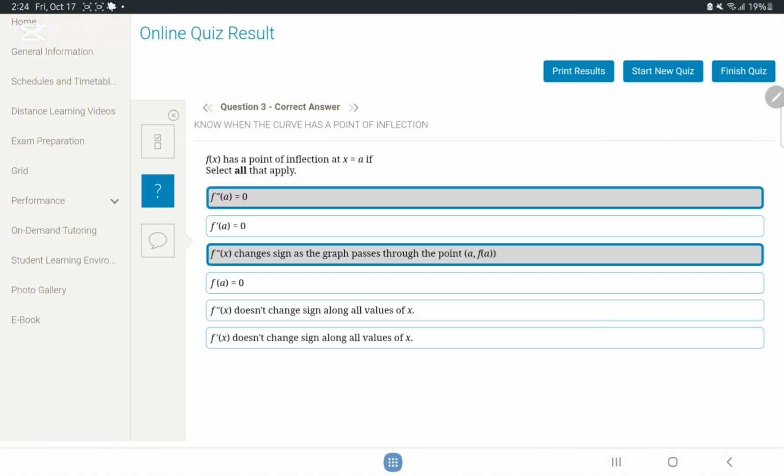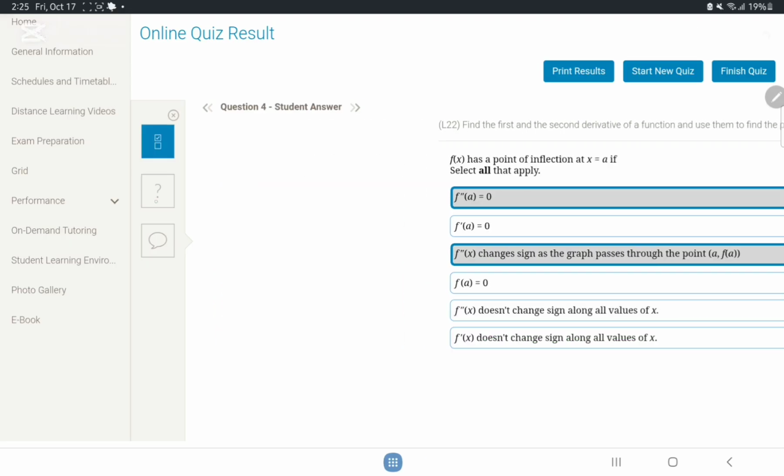We said the same thing. Inflection point associated with y double prime. So it is correct. Y prime, no. Y, no. Y prime, immediately we cancel it. It's f double prime, correct. We said that it must change the sign. It must change the sign. So we choose this one.